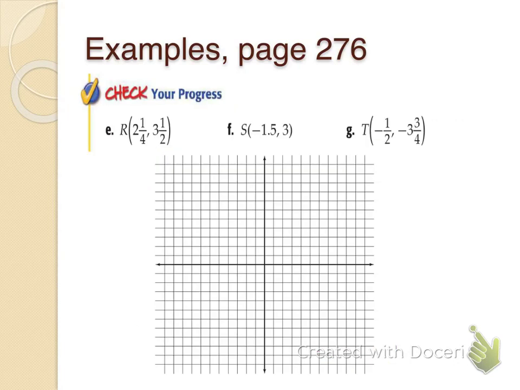Alright, so now we're going the other way. We want to graph these. Now this is going to be more difficult because I've got 1/4 and 1/2 in here. 3/4 and -1/2. Alright, so we're going to do the best that we can. Alright, so first we've got 2 and 1/4. So a little bit more than 2 on the x-axis. And then 3 1/2. So 2 and 1/4 and then up 3 1/2 is going to put you somewhere right in there. All right, and we will label that R.